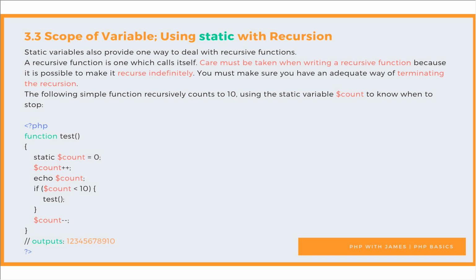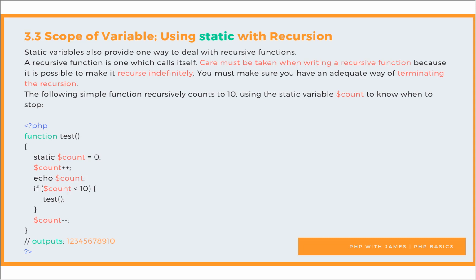So moving on, we have scope of variable using static with recursion. Here we have another example using recursion. If you don't know what recursion is, basically it's a programming concept. It is a function which calls itself, and there are some precautions to take when writing recursive functions. So let's have a look.